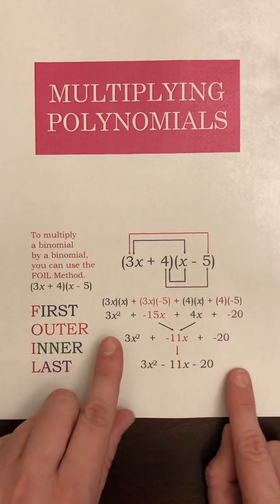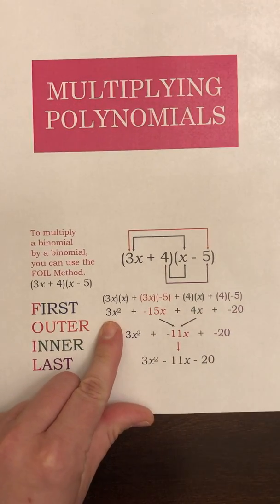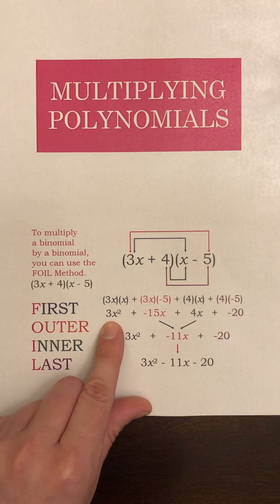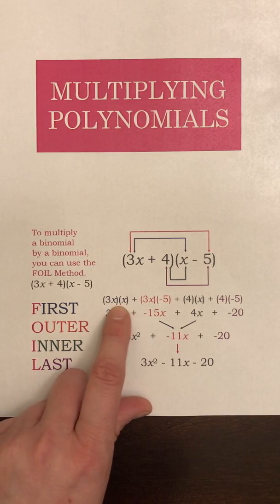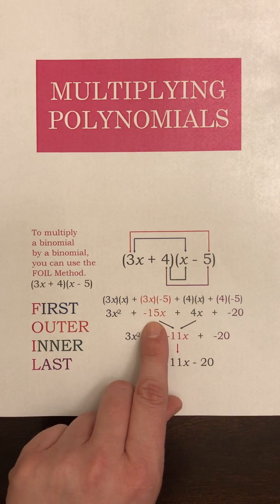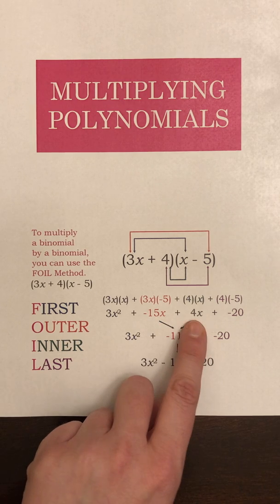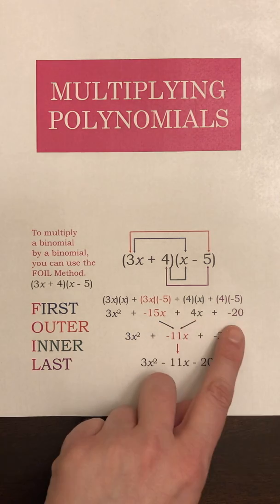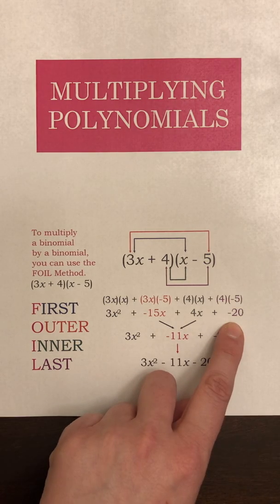So now let's get to the multiplication. 3x times x, remember when you're multiplying and they have the same base, you add the exponents. So they each have a base of x, and they each have an exponent of 1, and 1 plus 1 is 2. So that's where 3x squared comes from. Then for our outer term, 3x times negative 5 is negative 15x. For the inner term, we had 4 times x, which is just 4x. And for the last term, we have 4 times negative 5, which is negative 20.